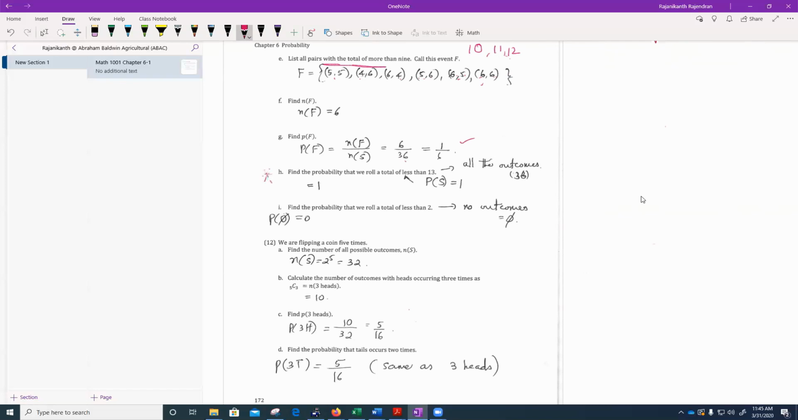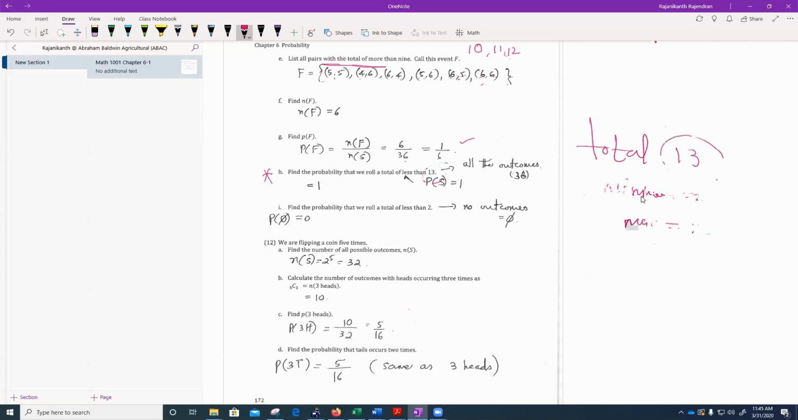But this one is a kind of different problem. Find the probability that we roll a total that is less than 13. What do you think? How many possible outcomes will you have in that set? Remember, you can only get 12 one way. Less than 13 means any number less than 13 is possible now, right? So my minimum answer is now what? Minimum is 2, maximum is 12.